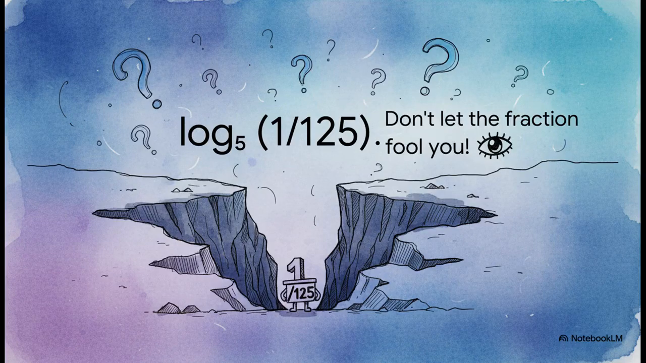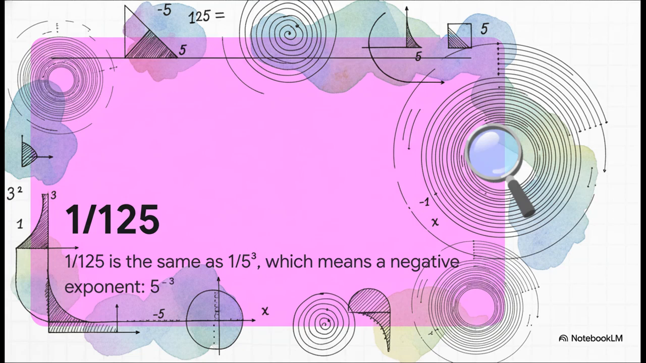All right, ready for something a little different? Let's try one with a fraction. Log base 5 of 1 over 125. Now don't let that fraction scare you. The strategy is exactly the same. Okay, first things first. We know that 125 is 5 to the 3rd power, right? 5 times 5 is 25. Times 5 is 125. But since it's in the denominator, it's 1 over 125.